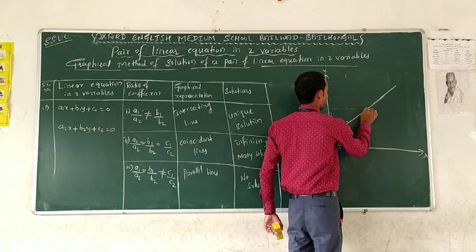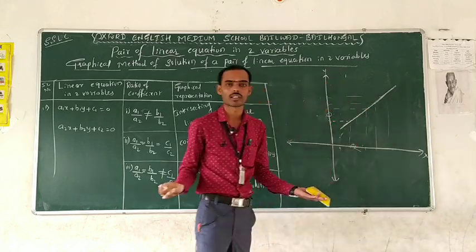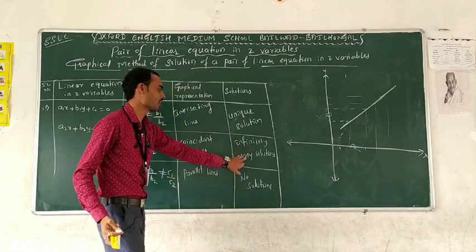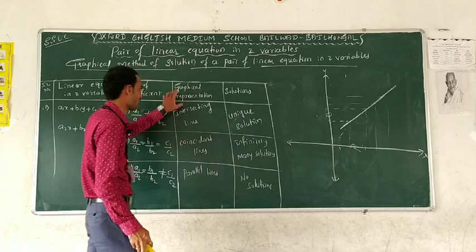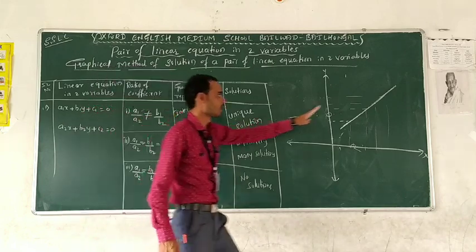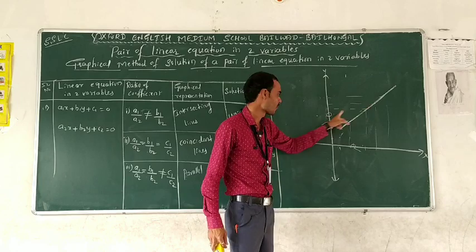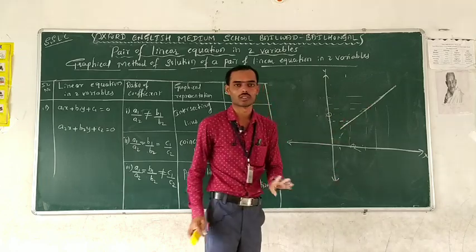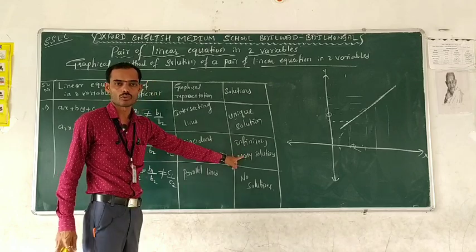You can take the values of x here also, y here also. You can take here, here, here, here, here, here. How many solutions are there? There are infinitely many solutions. You can take so many solutions. Okay. The graphical representation is coinciding, overlapping with each other. How many solutions are there? Therefore, infinitely many solutions. This is the second case, that is infinitely many solutions.